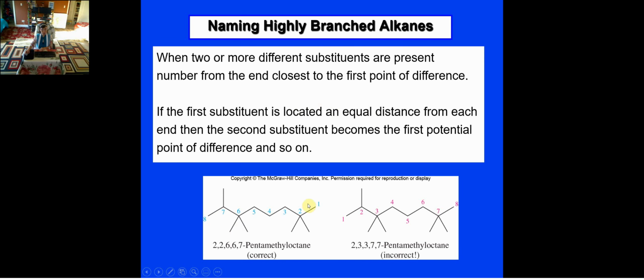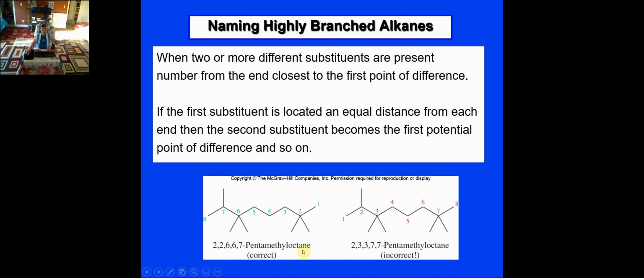Let's try one more. So this is one more compound. You can label it in different ways. You can label it as I showed, starting from your right hand side, counting back to the left. 1, 2, 3, 4, 5, 6, 7, 8. In this case, the methyls are located at number 2, where you have 2 methyls, number 6, where you have 2 methyls, and number 7, where you have 1 methyl. You call it 2, 2, 6, 6, 7-pentamethyl octane.